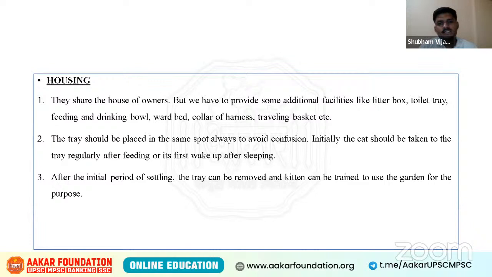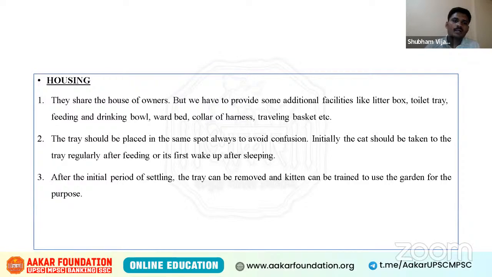The tray should always be placed in the same spot to avoid confusion. Initially the cat should be taken to the tray regularly after feeding and after first waking up from sleep. Then after the initial period of settling, the tray can be removed and the kitten can be trained to use the garden. This toilet tray is a special tray for defecation. In the initial period the tray can be used, and later on it can be removed and they are trained to use the garden for that purpose.